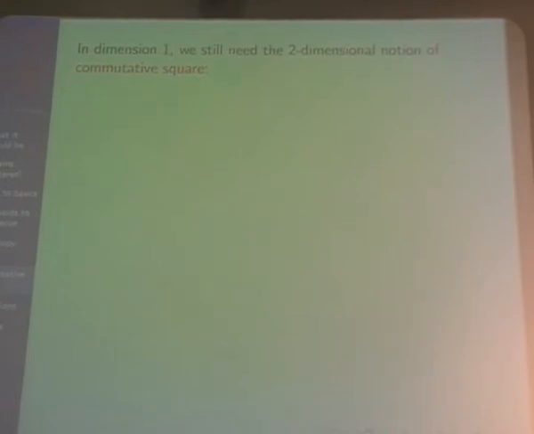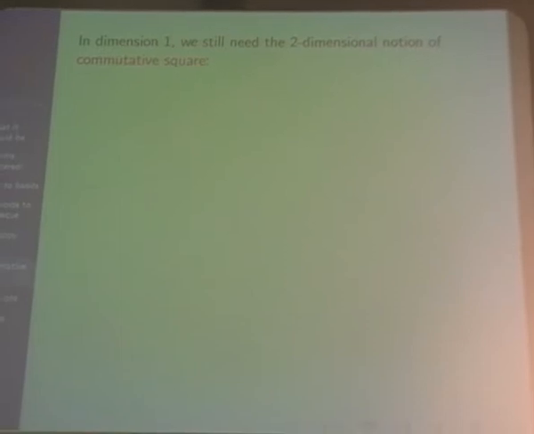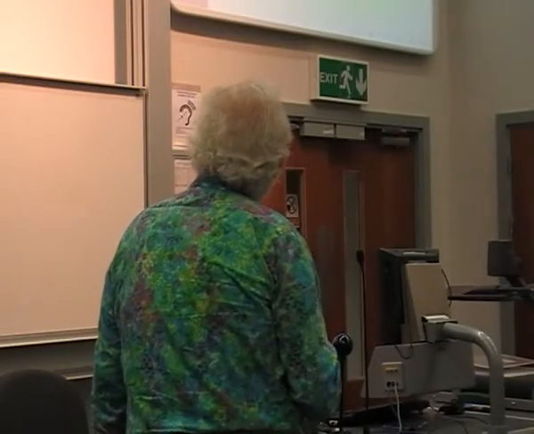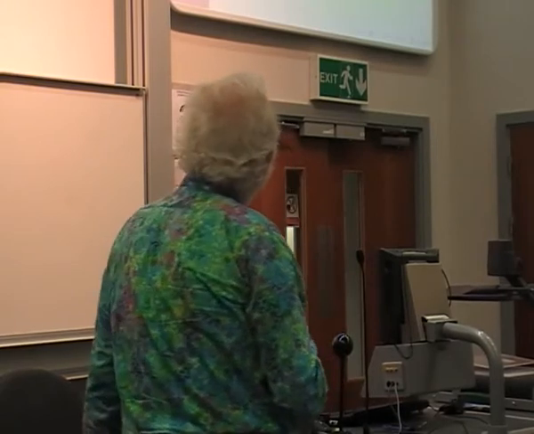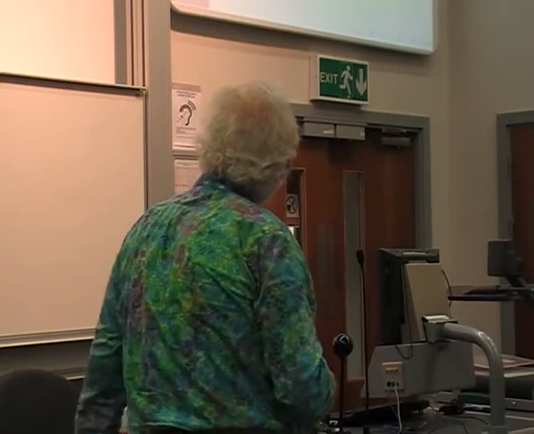But we need to go a bit further, so this is the next part of my talk, which will be the last quarter of an hour. In dimension 1, we still need the two-dimensional notion of commutative square. So a commutative square, I'm sure everybody in the audience can do that. This was so easy when we first did it, I laughed so much I fell out of my cradle kind of thing.